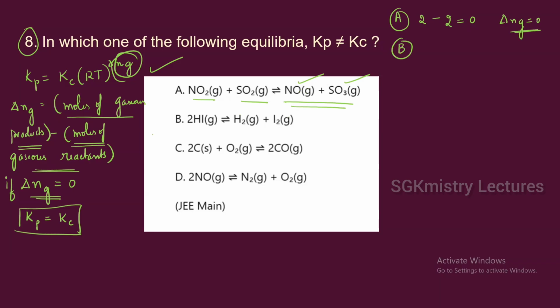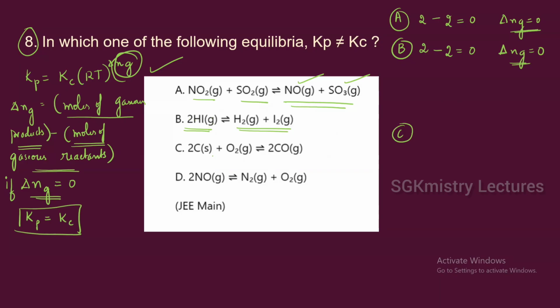Now in the second equation, we have again both in the gaseous state. So the number of moles is 2 on the product side. On the reactant side also, again it is in the gaseous state and there are 2 moles. So 2 minus 2 is equal to 0. Again, here delta Ng is equal to 0. So Kp is equal to Kc.